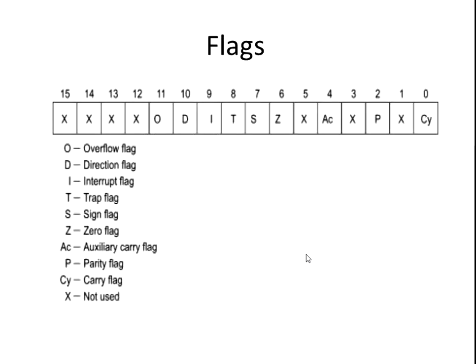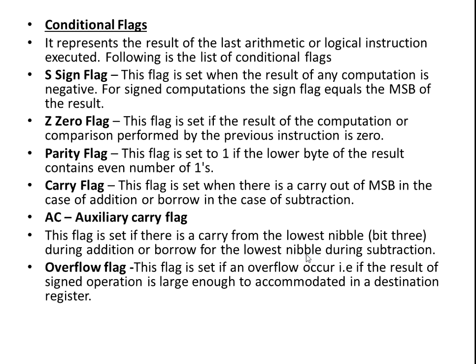With index 7, you can see S, that is the sign flag. This flag is set when the result of any computation is negative. For signed computation, the sign flag equals the MSB of the result. So if the result of any ALU operation is a negative value, this flag will be set, otherwise it will be reset.